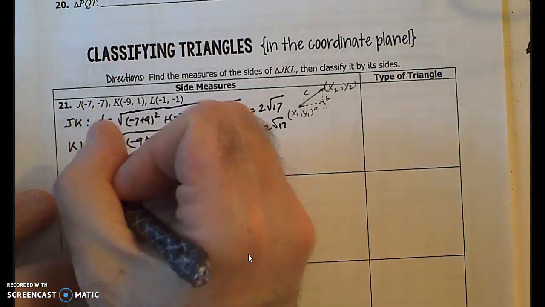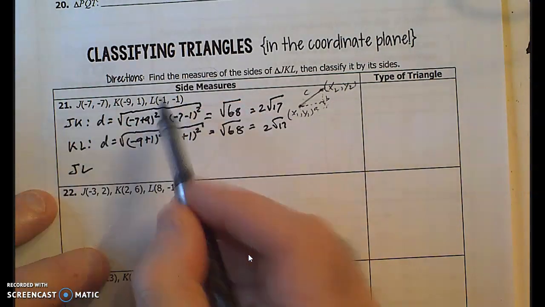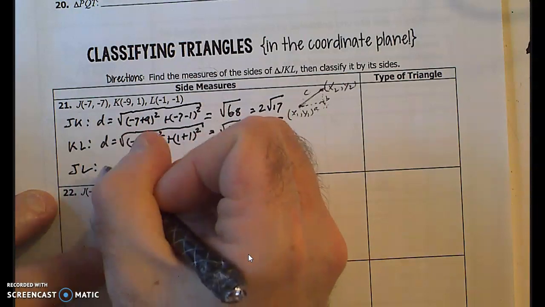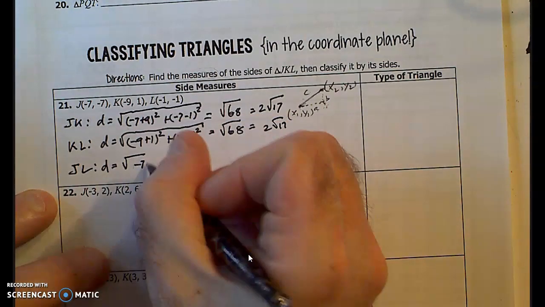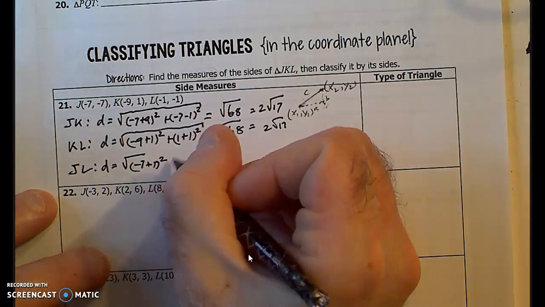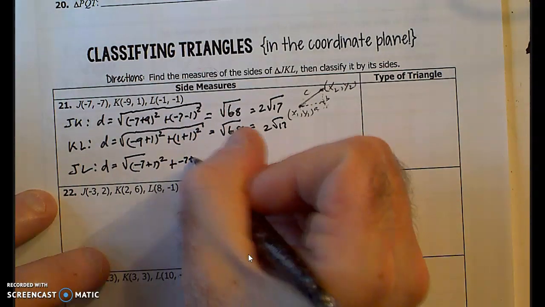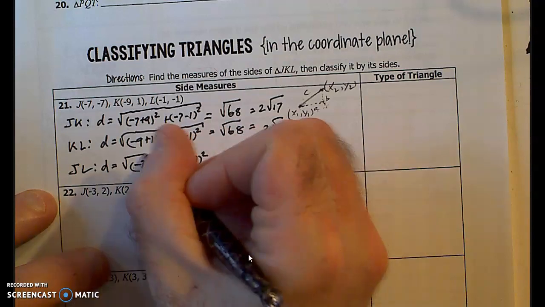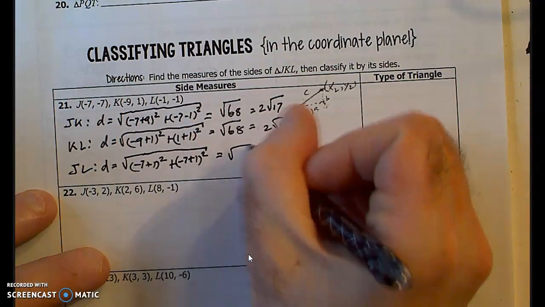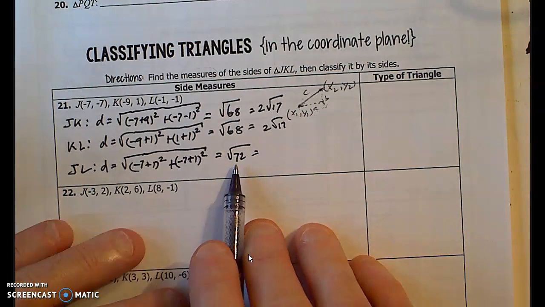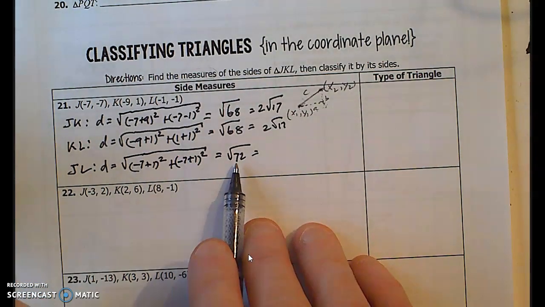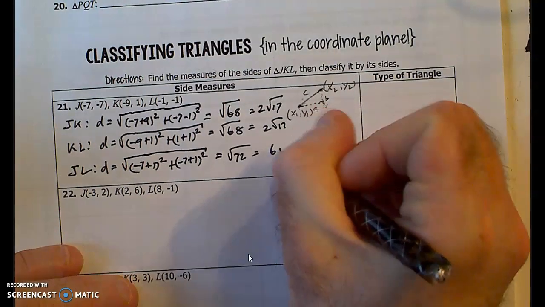And then finally JL, so these two points over here, what's the distance between them? The distance is, and again, the order doesn't matter, it's negative 7 plus 1 squared plus negative 7 plus 1 squared. It's the square root of 72. So if we simplify that, that's 2 times 36, which is 2 times 18. Got two 2's over there. 18 is 2 times 9. 9 is 3 times 3. So I'm taking out a 3 and a 2. That's 6. Square root of 2.